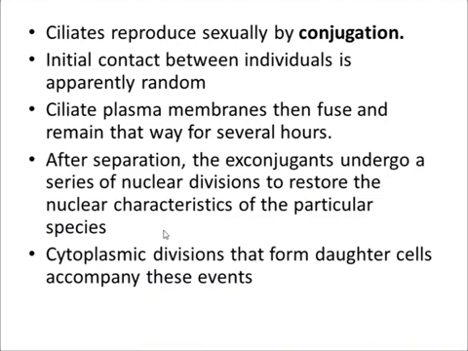So what happens in the conjugation? First of all, the initial contact takes place, which is totally random, and then they remain fused for several hours, and after the separation, the exconjugant undergoes a series of nuclear divisions, then the nucleus divides, and then the cytoplasmic division takes place.